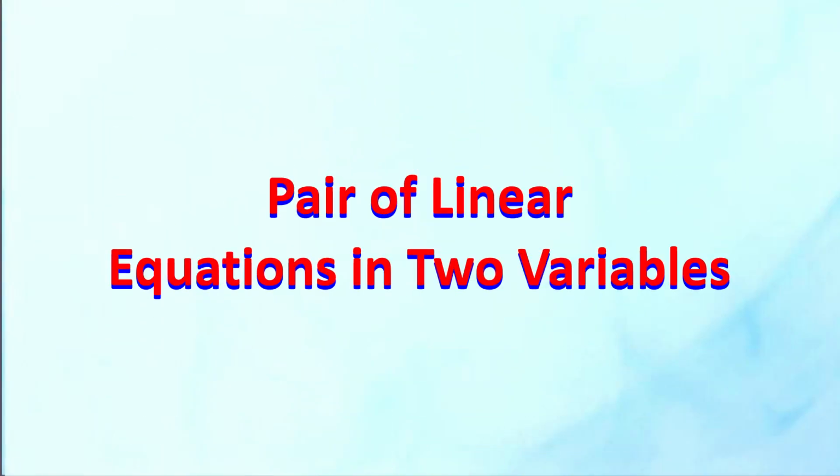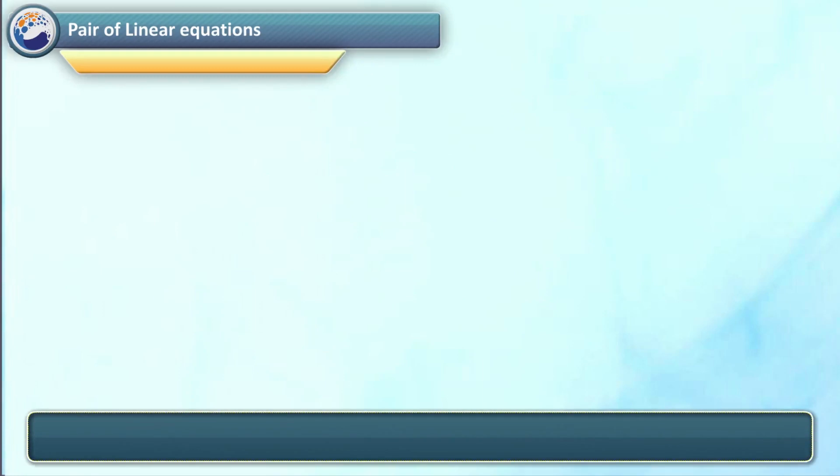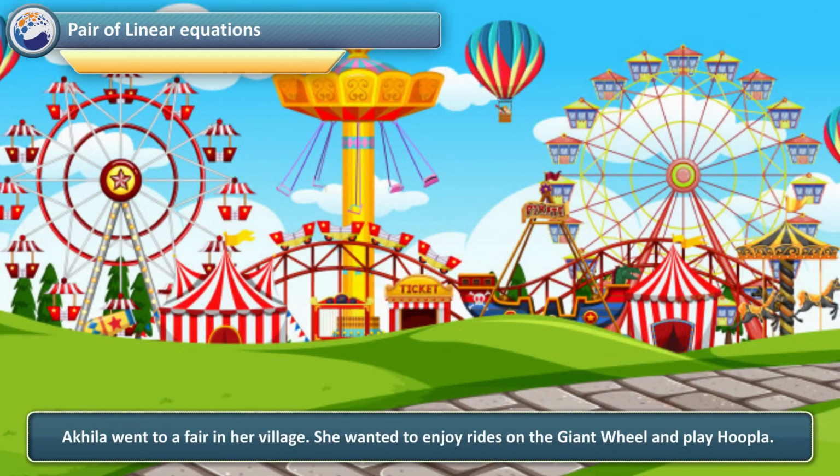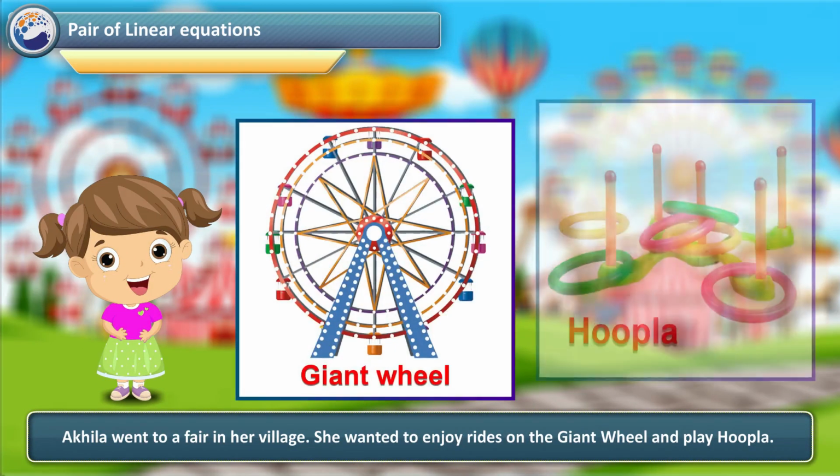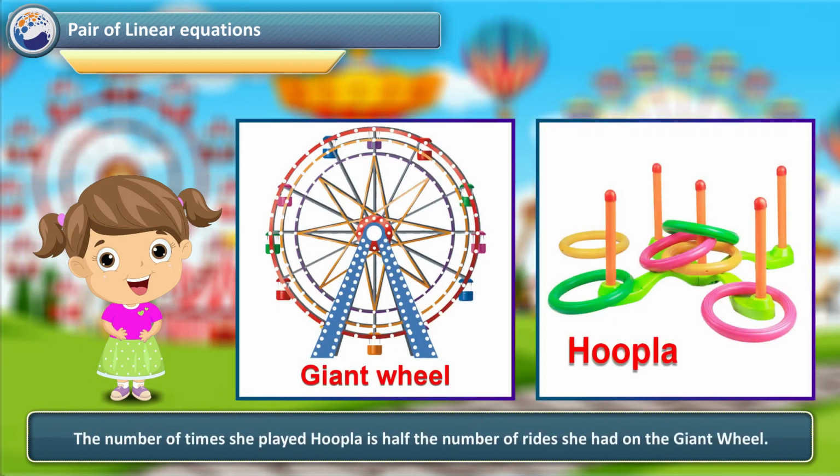of linear equations in two variables. Akila went to a fair in her village. She wanted to enjoy rides on the giant wheel and play hoopla. The number of times she played hoopla is half the number of rides she had on the giant wheel.